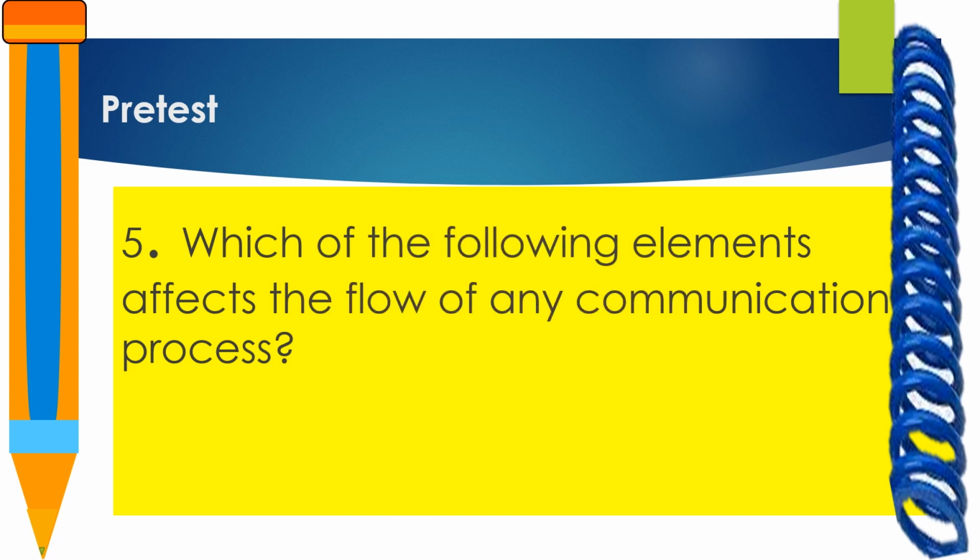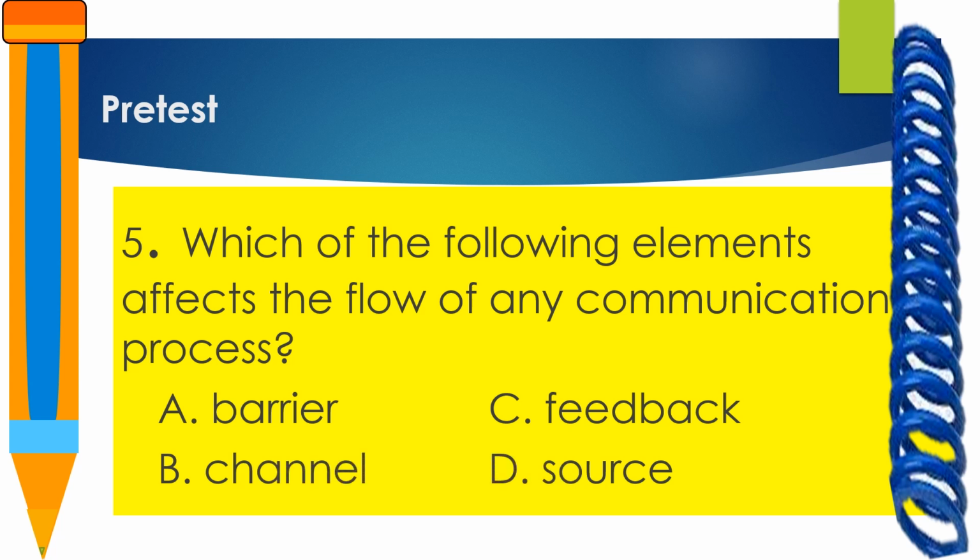Number 5. Which of the following elements affects the flow of any communication process? A. Barrier. B. Channel. C. Feedback. D. Source.